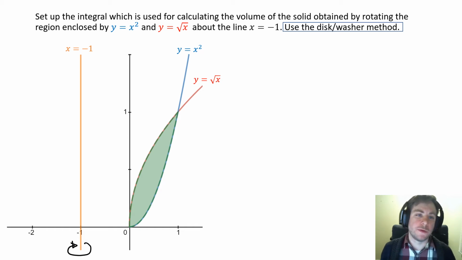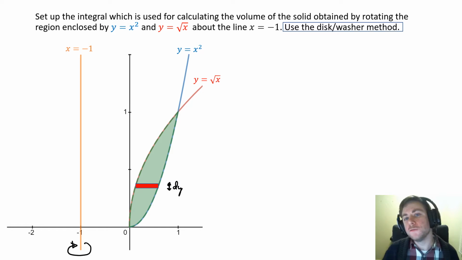In this case, because we have a vertical rotation axis, that means we want to use horizontal rectangles with a width of dy to get disks or washers. And after all, if you visualize that rectangle rotating around your axis, you should see it forming a washer. And it's important that you're able to visualize that in order to correctly identify the dimensions of the washer. So pause here and think about it if necessary and really try to see that rotation in your mind.